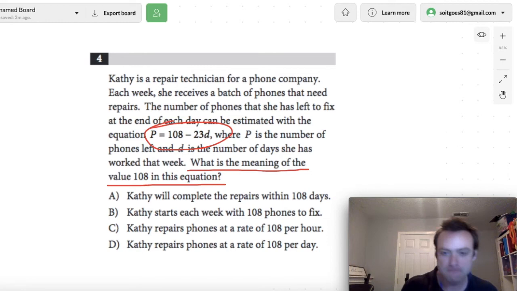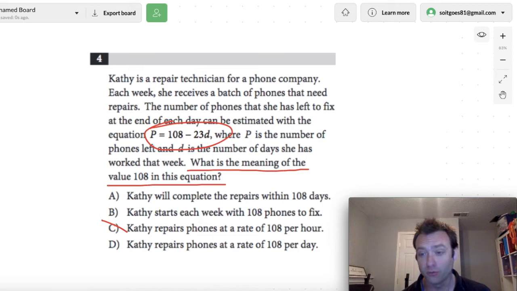But I guarantee there were probably tens of thousands or hundreds of thousands of kids across the country that picked answer choice C just because. They just picked something random. They didn't know. So just get rid of that one in concrete terms.